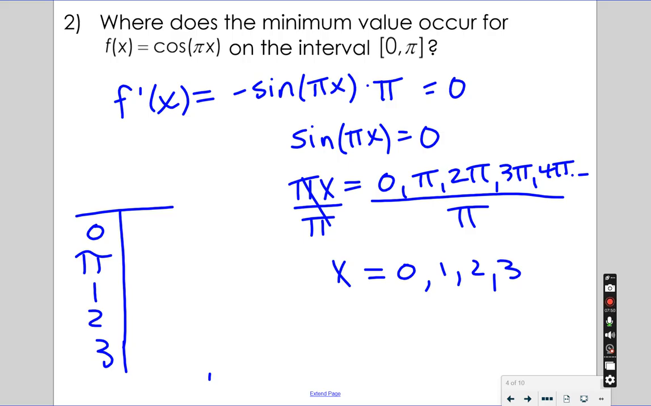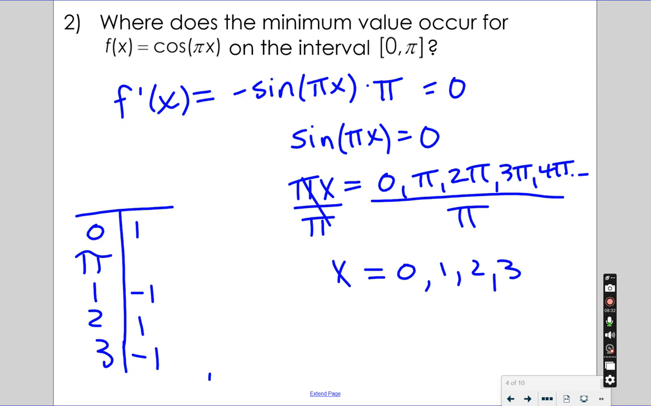The next step is to start plugging these into the original equation. Alright, so if I plug in 0, cosine of 0 is 1. Cosine of pi squared, I don't know if I know that. Let's skip it and move on. 1, what's the cosine of pi? Negative 1. Okay, if I plug in 2, what's the cosine of 2 pi? 1. If I plug in 3, what's the cosine of 3 pi? Negative 1.